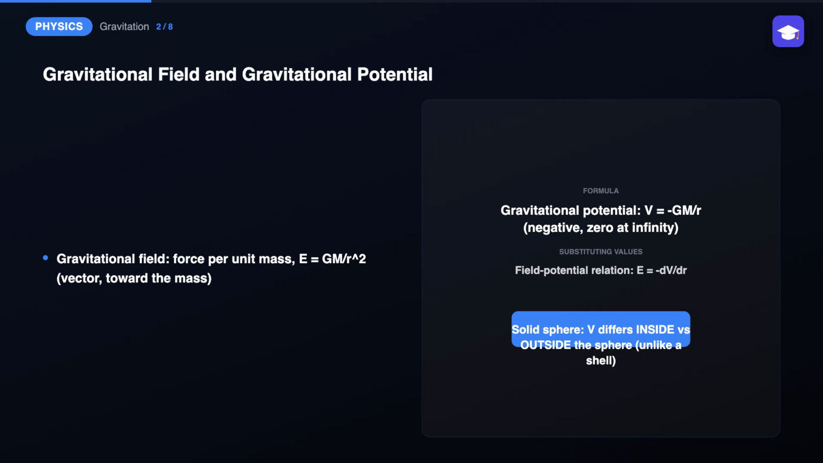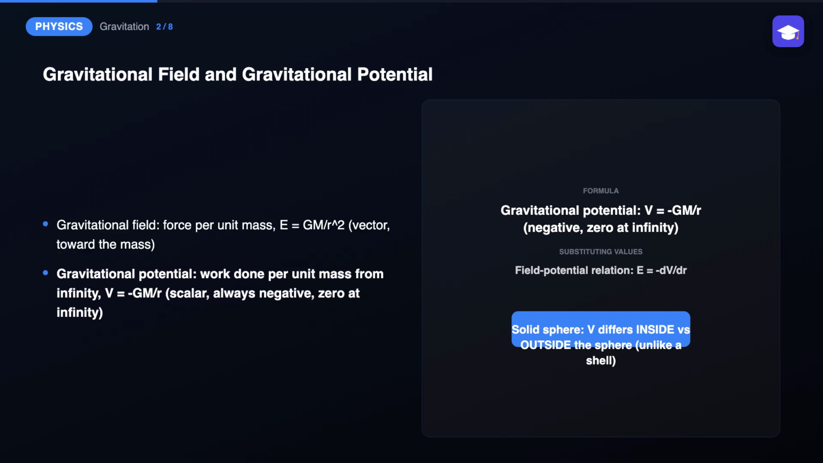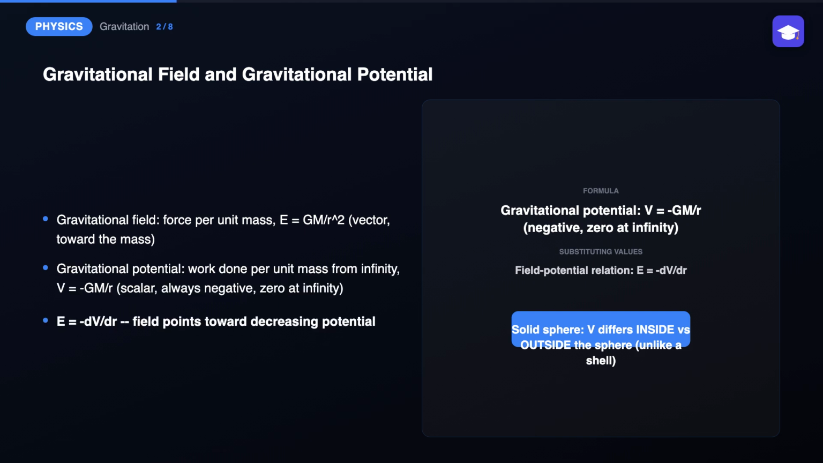Gravitational potential, in contrast, is a scalar quantity, defined as the work done per unit mass in bringing a test mass from infinity to that point. For a point mass, this works out to be negative GM over r, and the negative sign is genuinely important and frequently tested. It reflects the fact that gravity is always attractive, so you must do negative work, meaning the field does positive work to bring a mass in from infinity. Potential is taken as zero at infinity by convention, and becomes increasingly negative as you approach the mass.